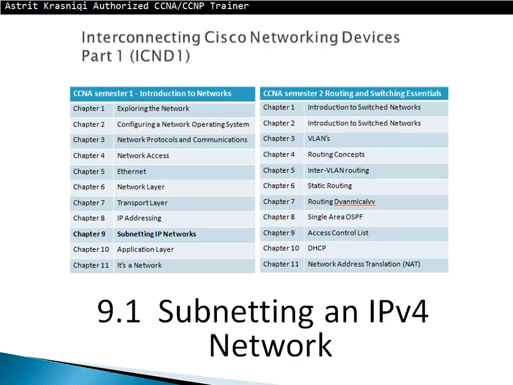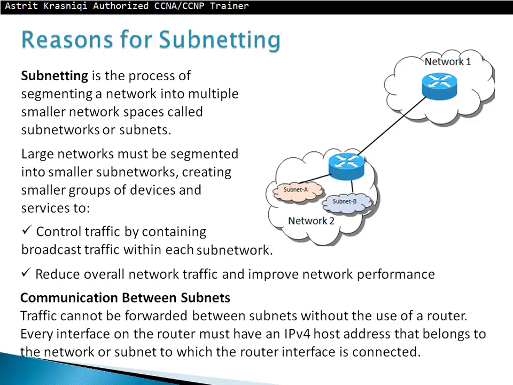Okay, we start with section 9.1, subnetting an IPv4 network. This is again part of chapter 9, subnetting IP networks, CCNA semester 1. Reasons for subnetting. Subnetting is the process of segmenting a network into multiple, smaller network spaces called subnetworks or subnets. Large networks must be segmented into smaller subnetworks, creating smaller groups of devices and services too. We have to control the traffic by containing broadcast traffic within each subnetwork, and we reduce the overall network traffic and improve network performance.